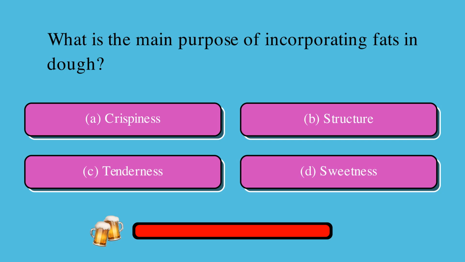What is the main purpose of incorporating fats in dough? Is it A, crispiness, B, structure, C, tenderness, or D, sweetness? The correct answer is C, tenderness.